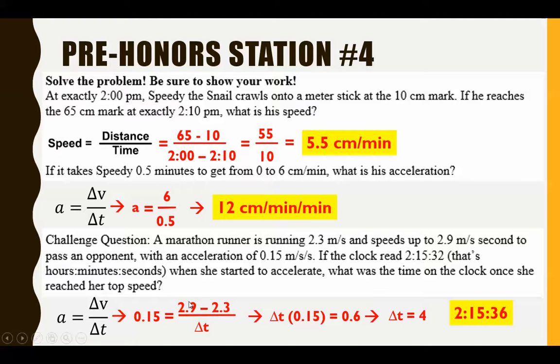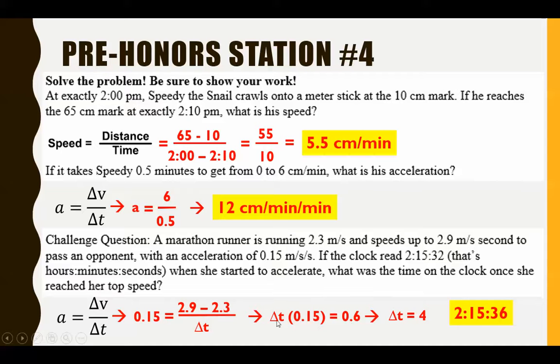Her velocity went from 2.3 up to 2.9, so if we subtract those two numbers, we're going to get a change by doing this math right here of 0.6, and then we just put it over our delta t, since we don't know how much time it's going to take her. In order to get delta t by itself, we first have to multiply this side and this side by delta t to get it off the bottom.